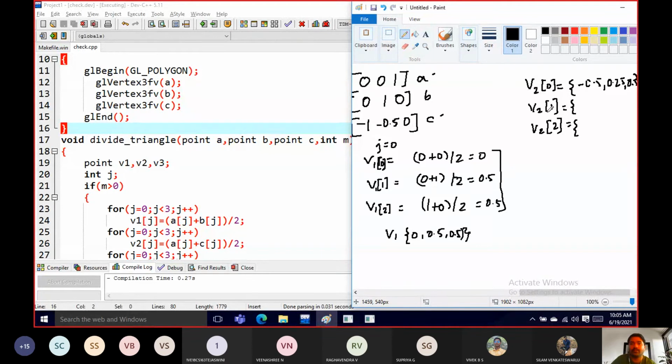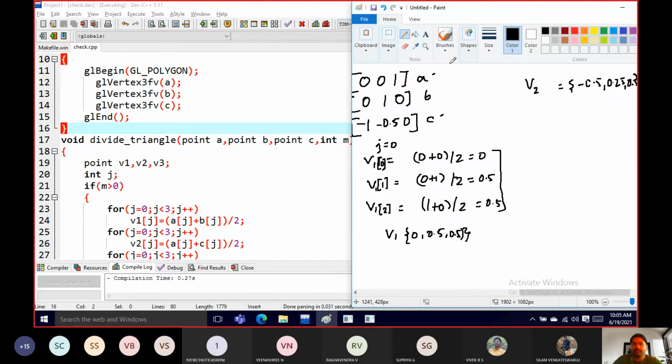So what else? What about V2 of 1? Anyhow, we straight away created this value. So this V2 will be the same. I have already written it: minus 0.5, 0.25 and 0.5.